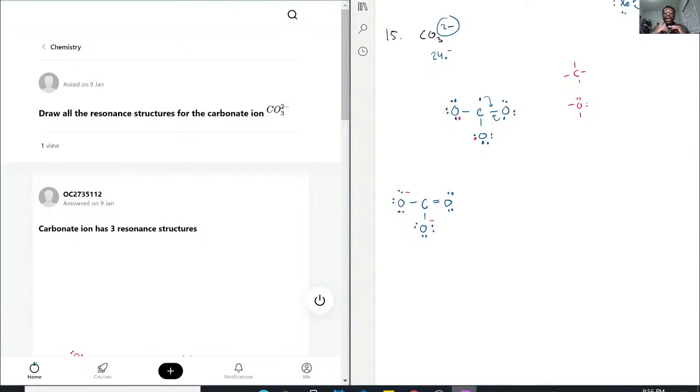And just before we go any further, let's see if we even have 24 electrons. We have 4 bonds right here, so that's 8 electrons. And we have 3, 6, 7, 8 lone pairs, so that's 8 lone pairs times 2 is 16, plus another 8, 24. Perfect. So this is one of the 3.